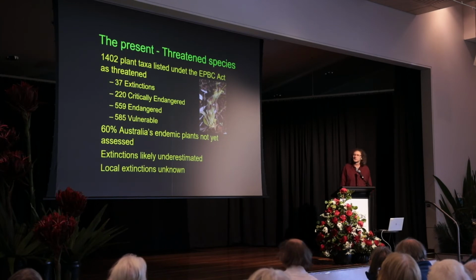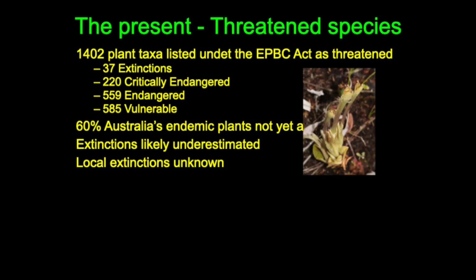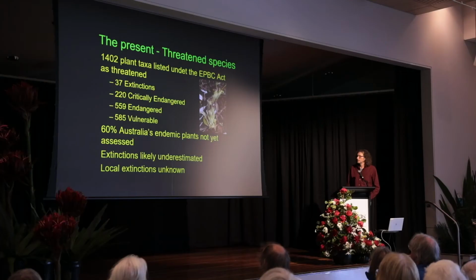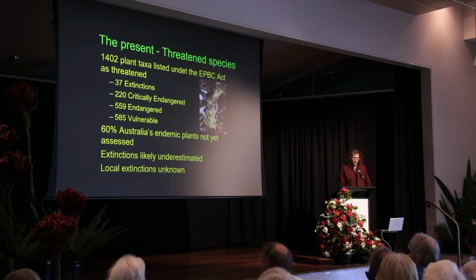To cap off all the grim stuff, this is the current listing under the threatened species or biodiversity legislation at Commonwealth level, national level, and at the moment we've just cracked 1,400 plant species being listed as threatened on that list. 37 have already gone extinct. And you can see the numbers there for the other categories that indicate varying levels of closeness to the cliff of extinction, if you like to think about it that way. But I'd add that that number of extinctions of 37 documented at this point is very likely underestimated.